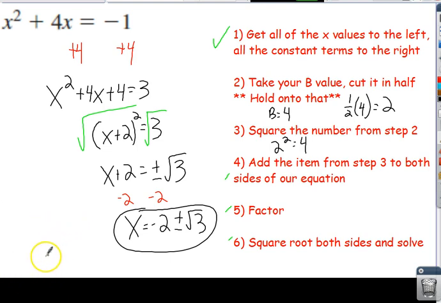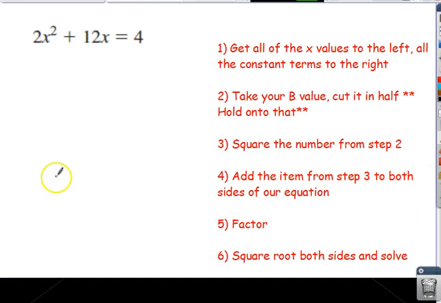So, let's try another one of these. Alright, there is an issue with this. Alright, so get all the x values to the left, all the constant terms to the right. I get as I go along there, but wait, there's a problem with this. And now to hand it off to a teacher who's much better than me. Wait.